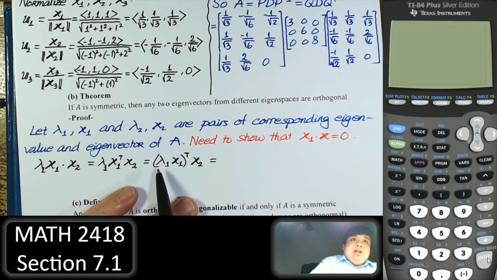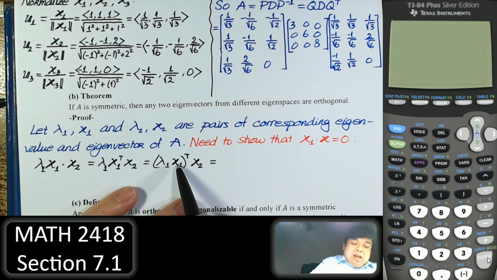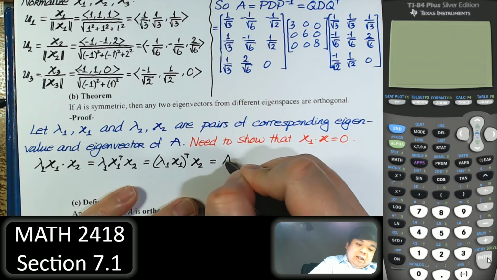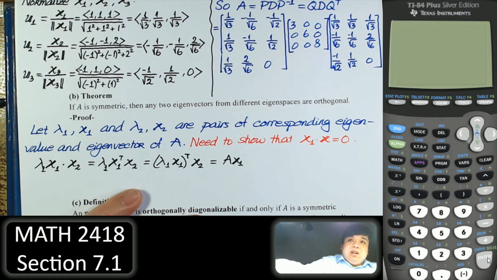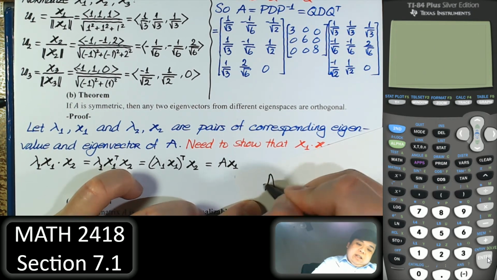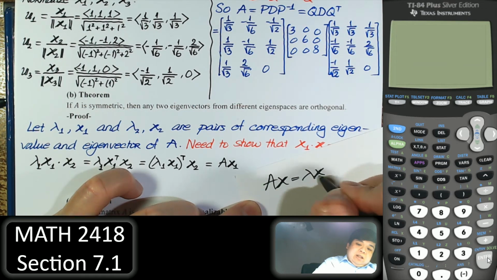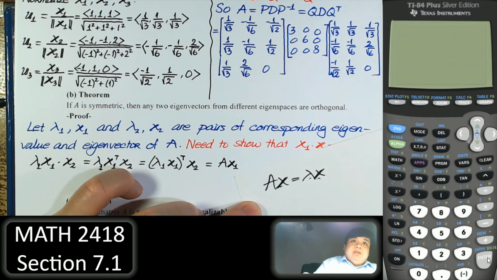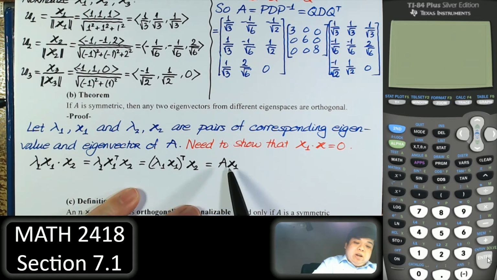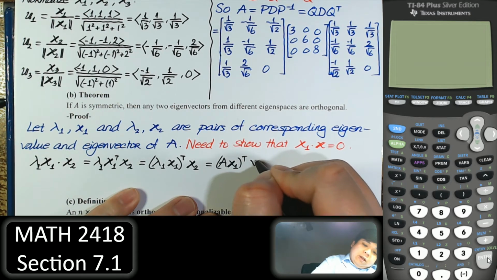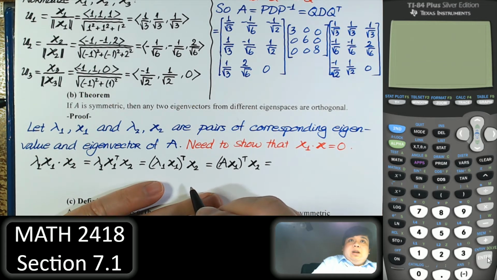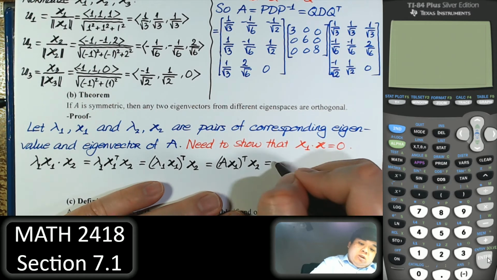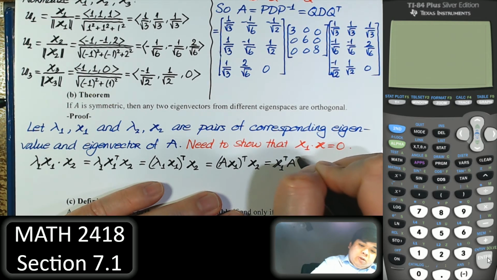Now, by definition, because this is the eigenvalues and eigenvector, that gives us A times x1, right? Because eigenvalues and eigenvector satisfy the equation Ax equal to lambda x. So that's exactly what we have here. Lambda 1 x1 is Ax1 transpose x2. Now, the transpose of a product is the product of transpose, but in reverse order. So it will be x1 transpose A transpose x2.